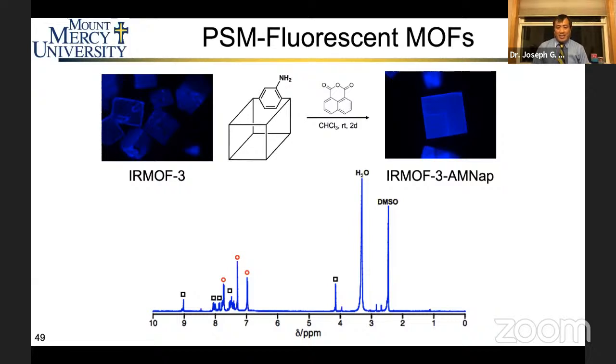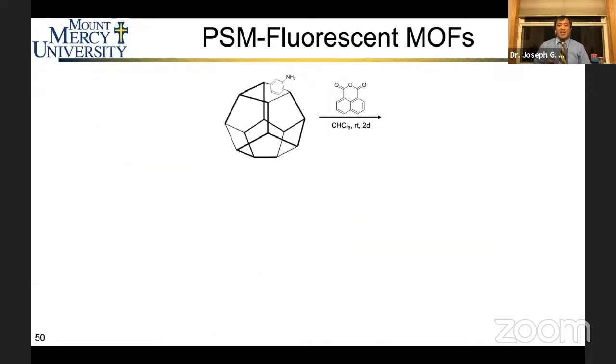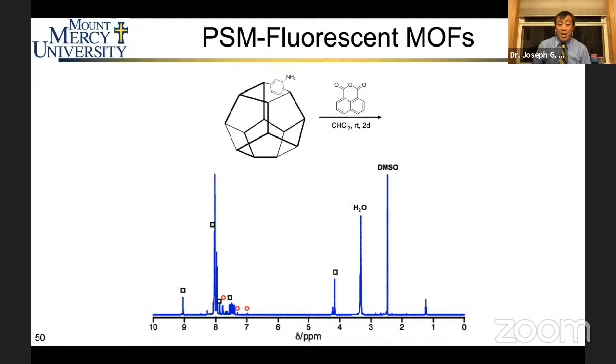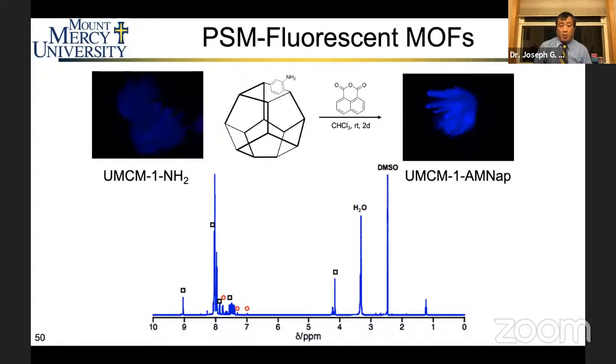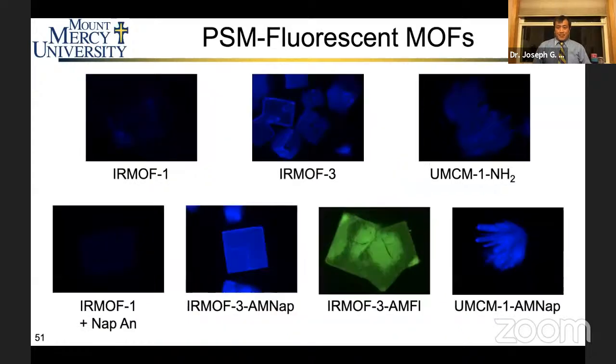And because this conversion was so small, I decided, let's try it on UMCM. Even though there are fewer amine groups, it is more porous. And so what ends up happening here is you can see my conversion actually jumped up to 90%. And when you took it to the fluorescent microscope, under the exact same conditions, this modified UMCM with the naphthalene group is more fluorescent.